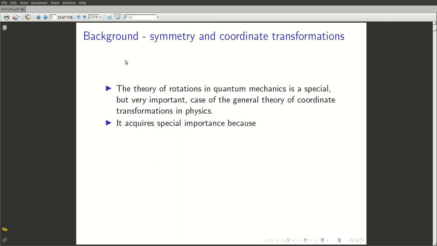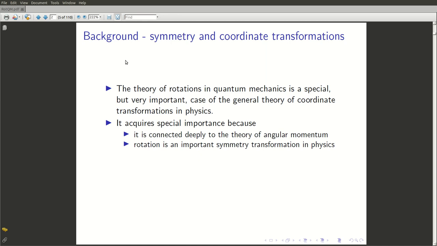Now, this particular subclass, the theory of rotations, acquires special importance because it is firstly connected deeply to the theory of angular momentum, and angular momentum is an important physical quantity, and secondly, rotation is an important symmetry transformation in physics. In fact, these 2 points are actually linked, because the reason why angular momentum is really so important is because rotational symmetry is an important symmetry transformation in physics.